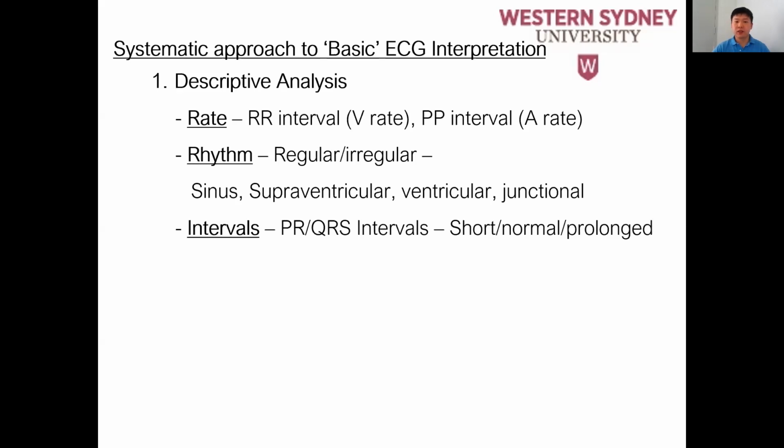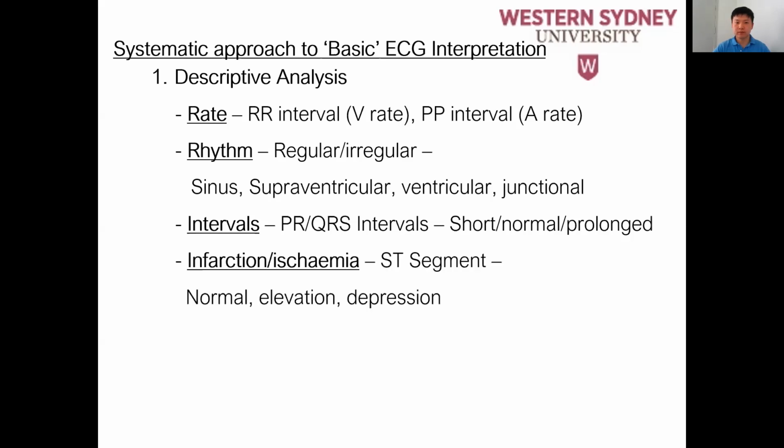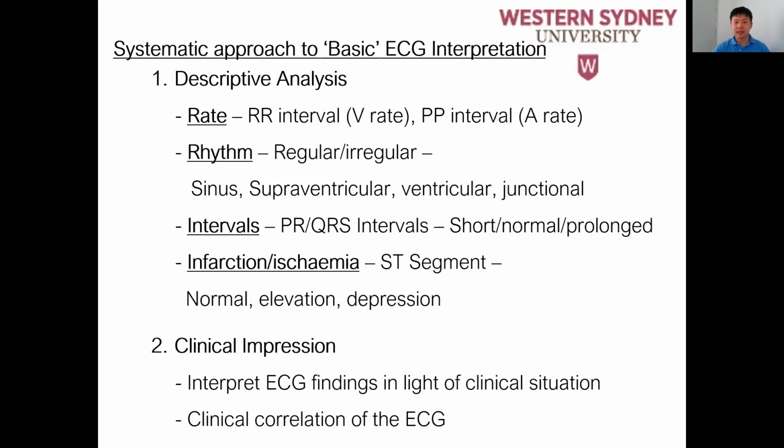And then we will calculate some intervals. What we talked about, the PR interval, and then the QRS interval or duration. These can be short, normal or prolonged. Then we'll look at any signs of infarction or ischemia. So this is looking at the ST segments, which can be normal, or show ST elevation or ST depression. And then last of all, we tie this all together and look at the clinical picture, and try to see if there's any clinical correlation to the ECG and our description of it.